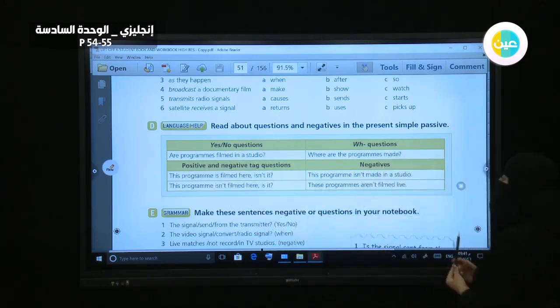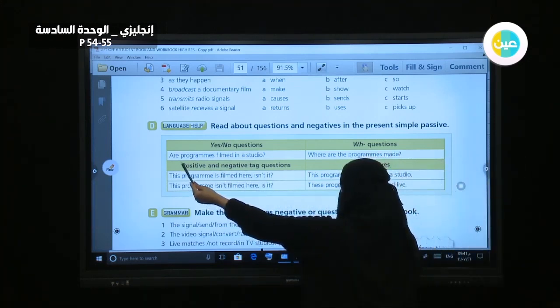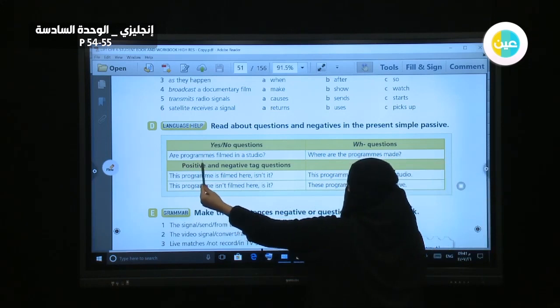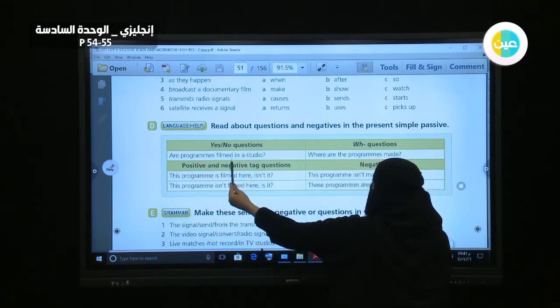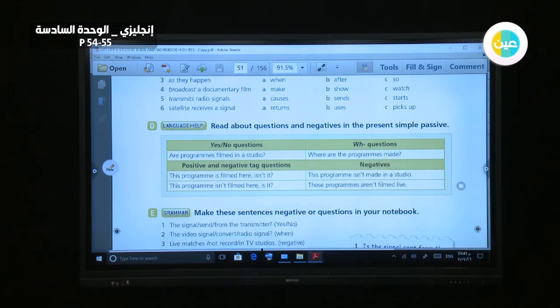So when we want to make it a yes/no question, we start with the auxiliary verb are, then the object programs, then the past participle form of the verb. Are programs filmed in a studio? Okay, the answer will be yes or no because it's a yes/no question.